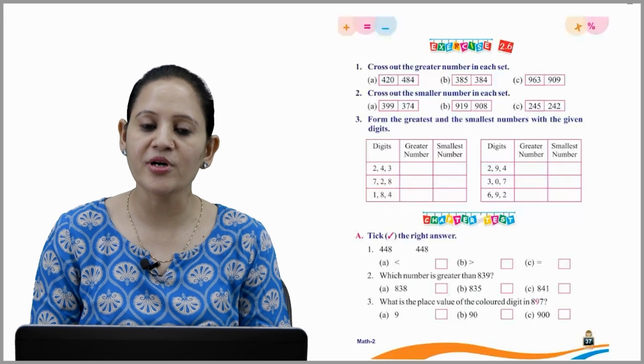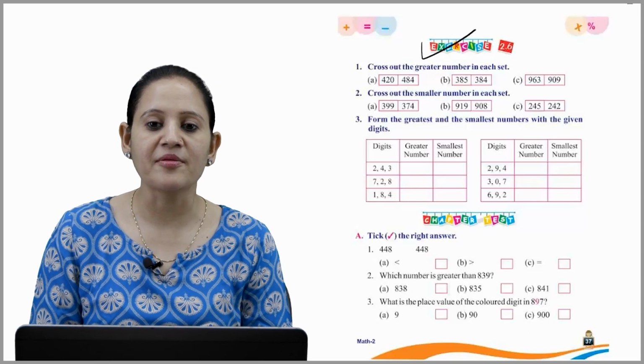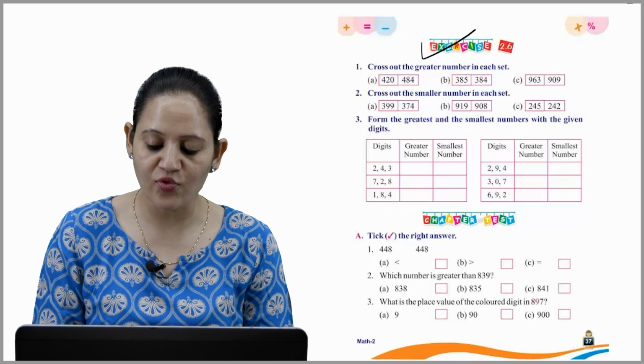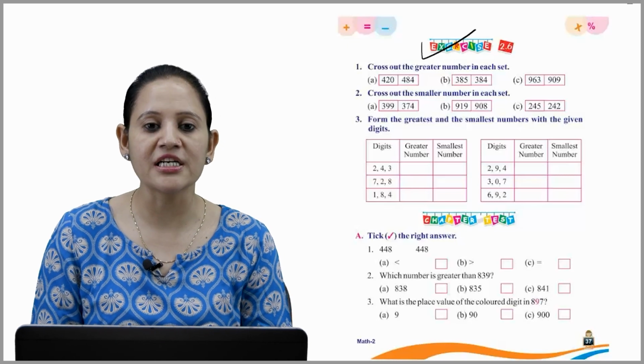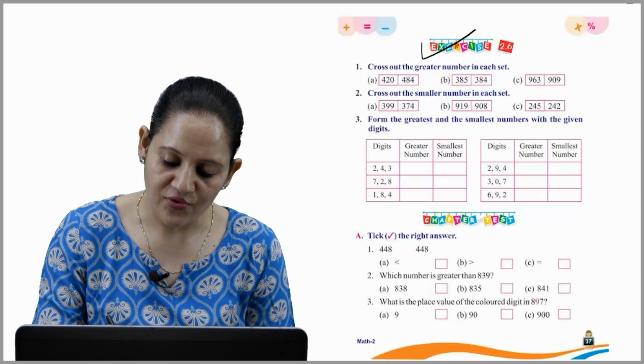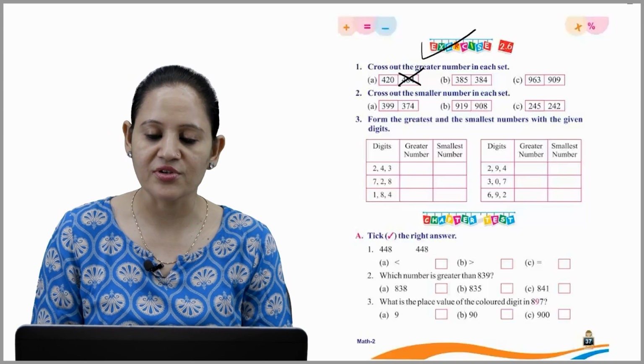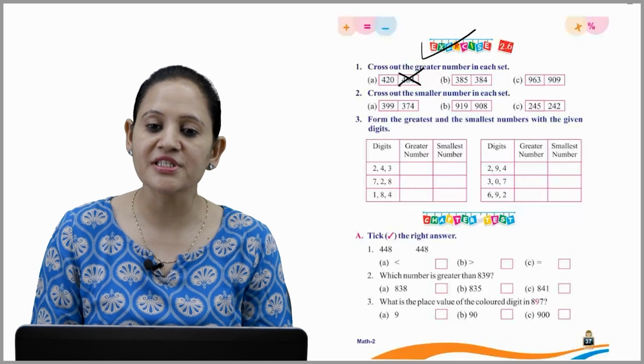Next is exercise 2.6. Cross out the greatest number in each set. Here 420 and 484. So we have to cross out the greatest number. So 484 will be greater than 420. So we'll cross it out. Clear? So practice all the questions of this exercise.